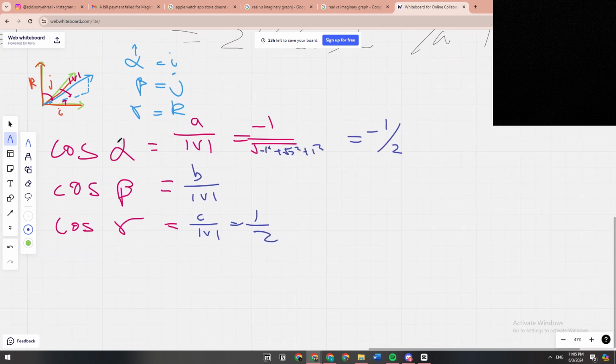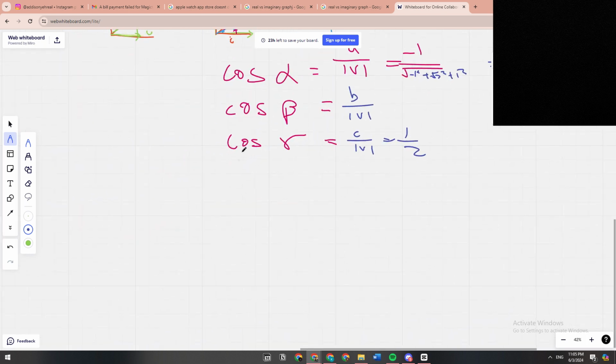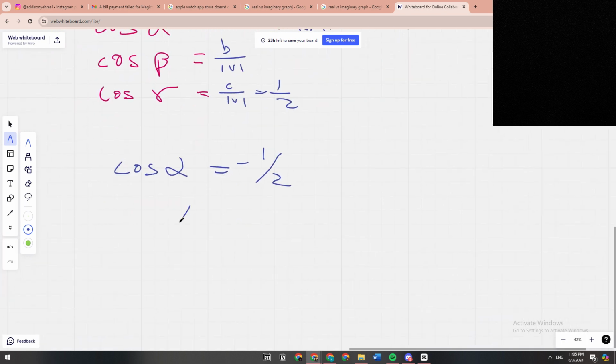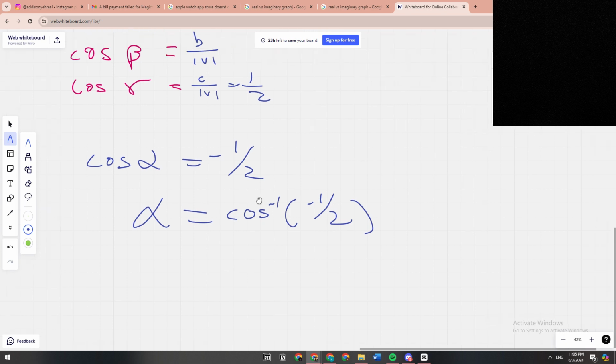But we're not finished, because we still haven't found the angles, so we need to find the inverse as well. To continue, cos alpha equals -1/2. How do we figure this out by hand? The inverse of cos, I don't know what that is, cosec or something? How do we figure this out?